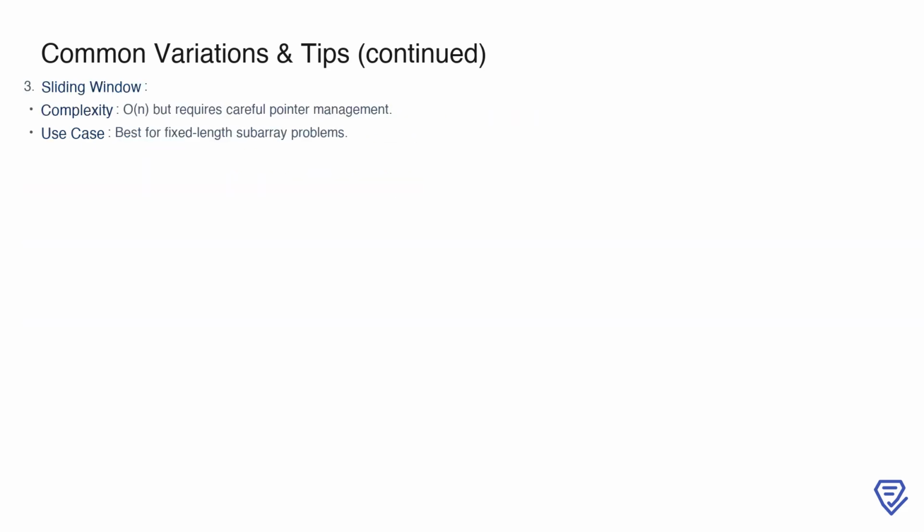Another efficient strategy is the sliding window technique. With a complexity of O(n), it is particularly effective for fixed-length subarray problems. However, it requires careful pointer management to avoid common pitfalls, such as misaligning the window or skipping elements. This approach is ideal when the problem involves continuous subarrays and benefits from its linear runtime, making it a great tool for handling larger datasets efficiently.